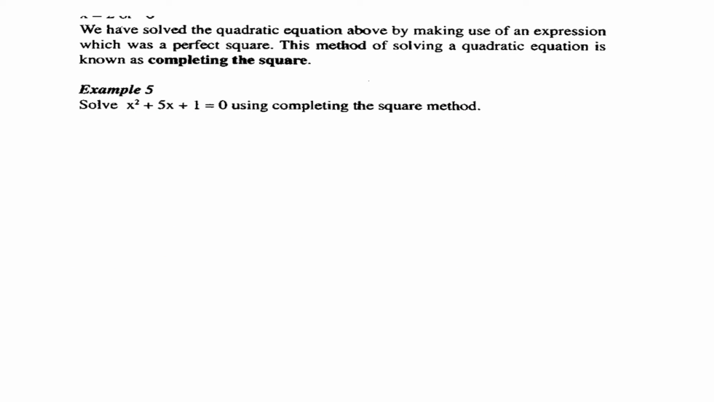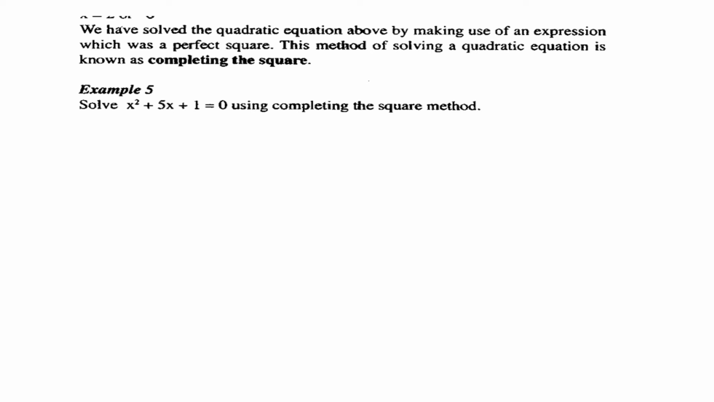So we can also have another equation on the same, which we have here. We solved this quadratic equation above by making use of the expression which was a perfect square, and this method of solving a quadratic equation is known as completing the square. So we can use the same to solve this. This is the example that we had earlier solved, but we never completed. So today we can complete it.